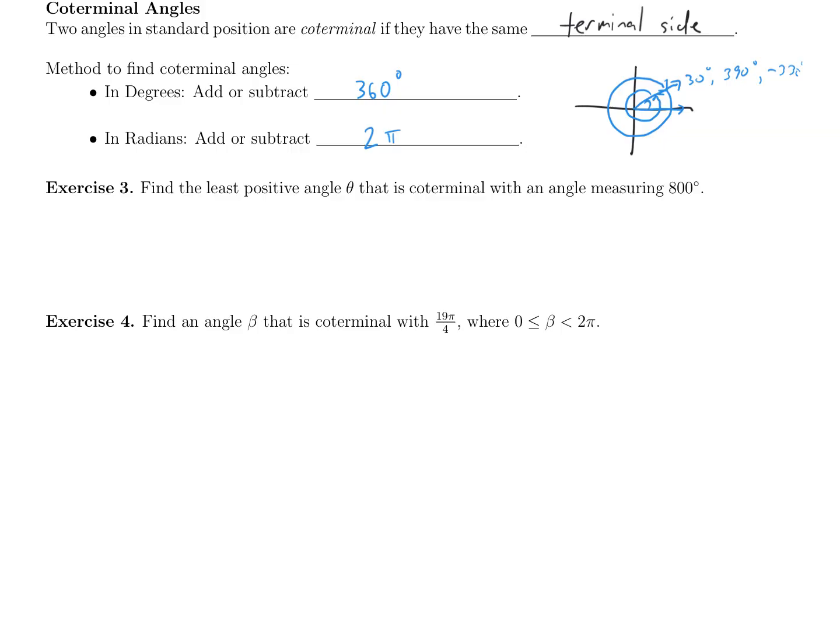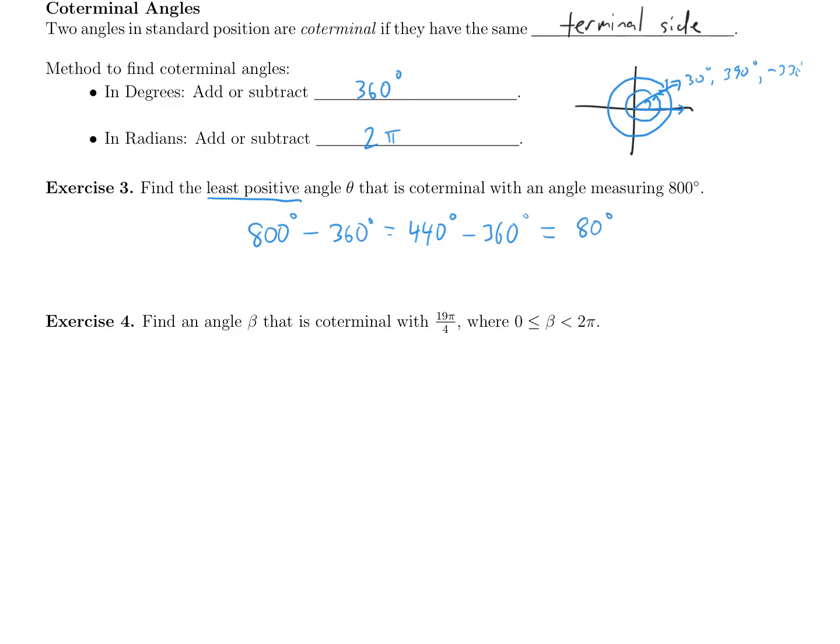So let's find the least positive angle, theta, that is coterminal to 800. So you start with 800, and you can subtract 360 because they want the least positive angle. If you do that, you should get 440. All right, notice that you can still subtract 360 again because they want the least positive angle. So let's subtract 360 one more time. And if you do that, you'll end up with 80 degrees.